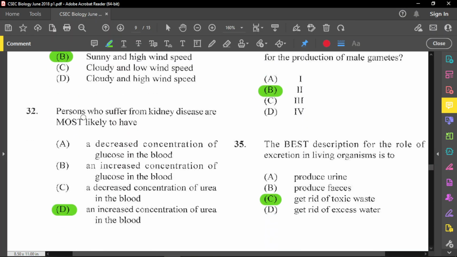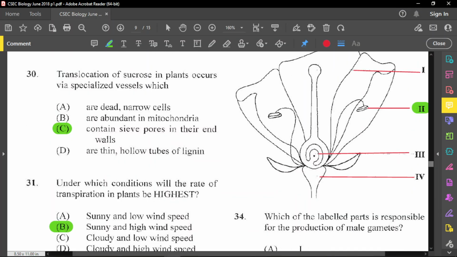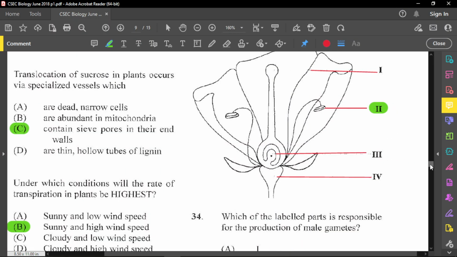Now for question number 32, it said persons who suffer from kidney disease are most likely to have what? And here there will be an increase in the concentration of urea in the blood, because remember the kidneys are used to filter the blood and remove waste substances such as urea, excess salt, and excess water as well, right? So 32 is D.